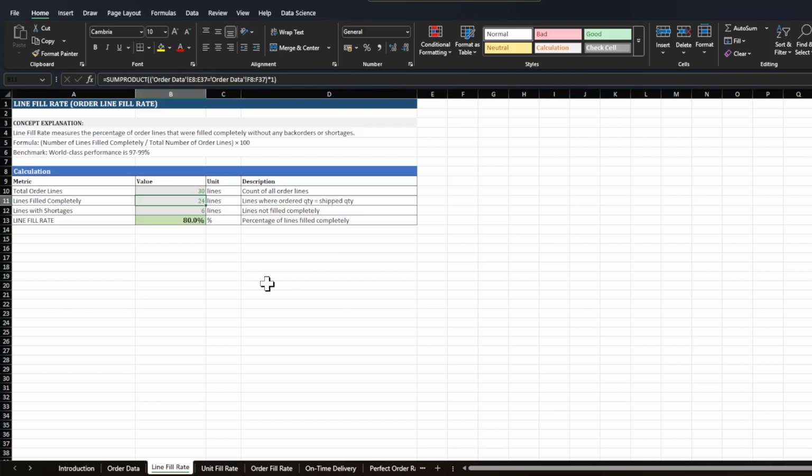Then we are checking that wherever the order quantity is equal to the shipped quantity, these lines are completely filled lines. And where this condition is not met, those lines are the shortage lines. And then we are just calculating by dividing the total completely filled lines by the total order lines. It's very simple. So this is your line fill rate. Now moving on to the unit fill rate.